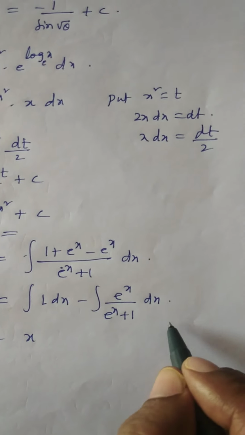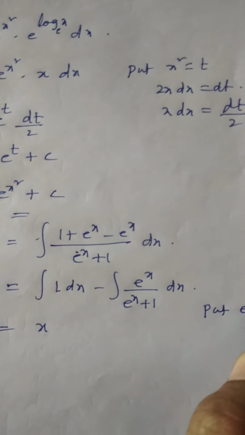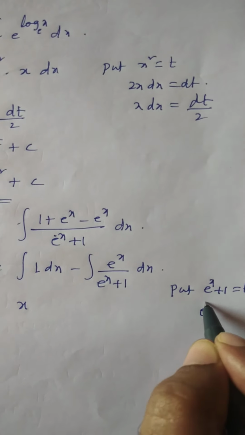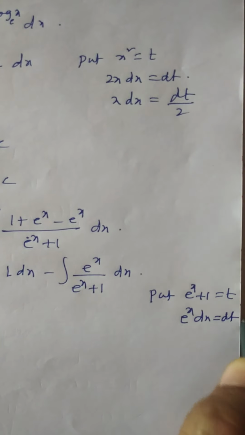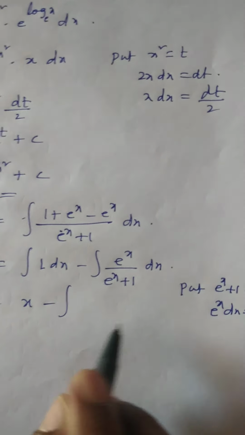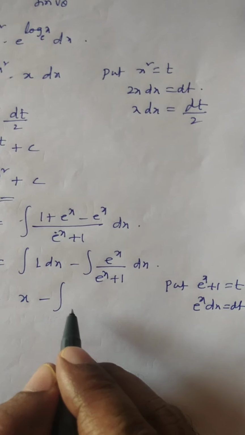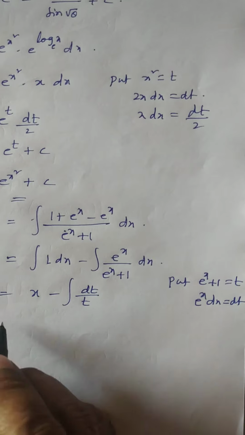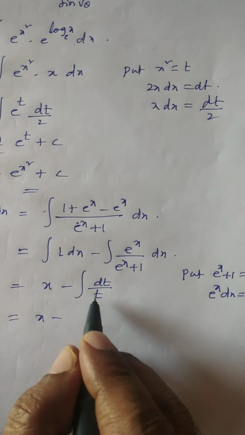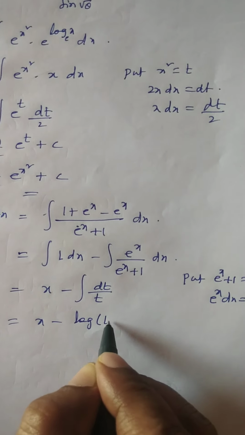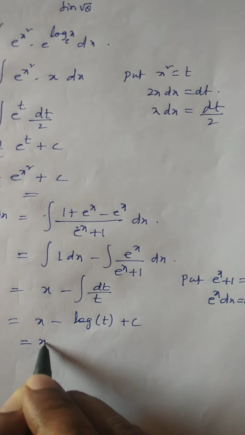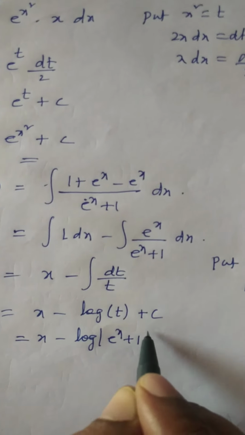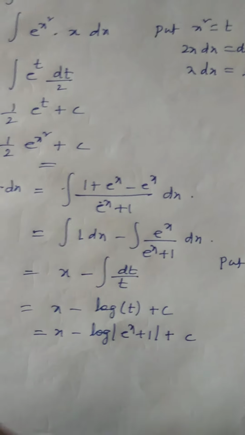Here, in the second integration, put e power x plus 1 equal to t. So e power x differentiation is e power x dx equal to dt. So minus integration of, e power x plus 1 is equal to t, e power x dx is equal to dt by t. So x minus integration of 1 by t is log t plus c. So x minus log of t is what? x minus log of e power x plus 1 plus c is the final answer.